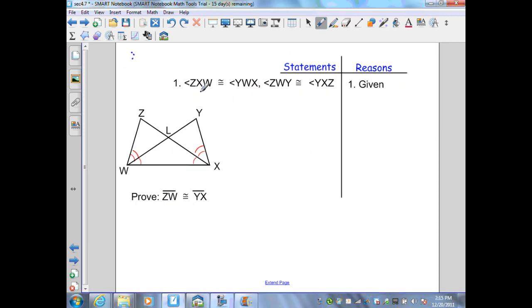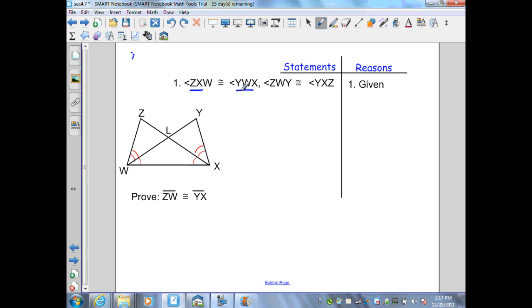My next proof, I'm given that angle ZXW is congruent to YWX. I'm also given that ZWY is congruent to angle YXZ, all indicated by single arcs and double arcs in my diagram. What I need to prove is that segment ZW is congruent to segment YX.